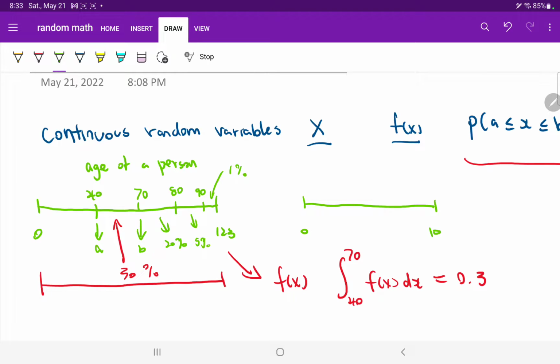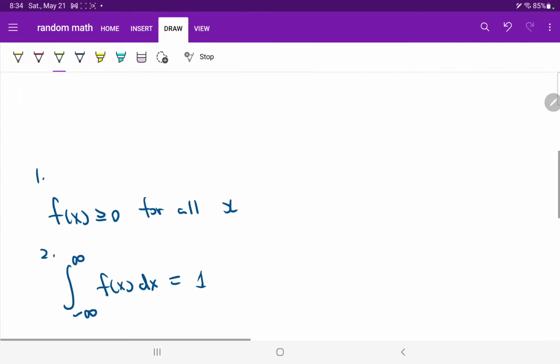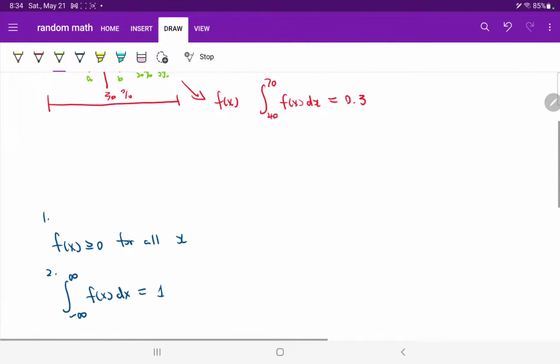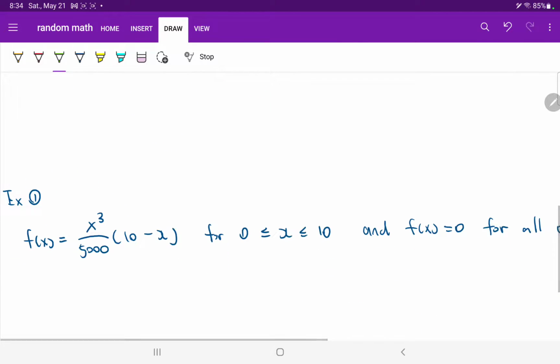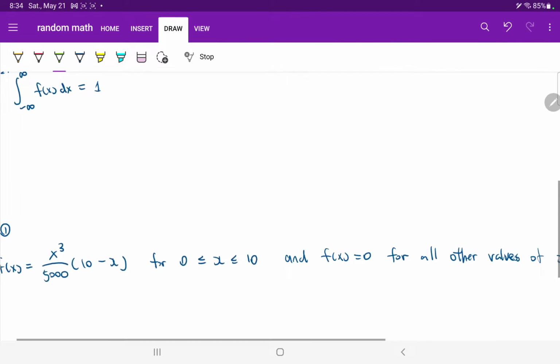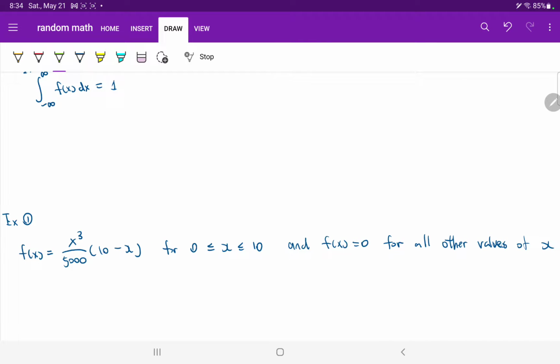Let's say that if we sum up all the intervals from 0 to 123, if we add up all the probabilities, it should give us 1, which is why this makes sense, because if you integrate or sum up all the probability, it should give you 1. Okay, so let us look at an example right now. Our example 1 says that our probability density function is f of x equals x cubed over 5,000 times 10 minus x.